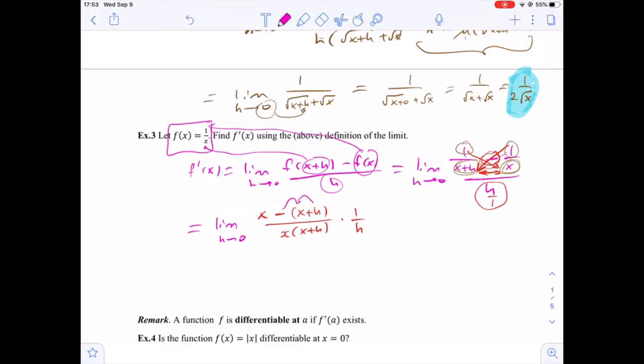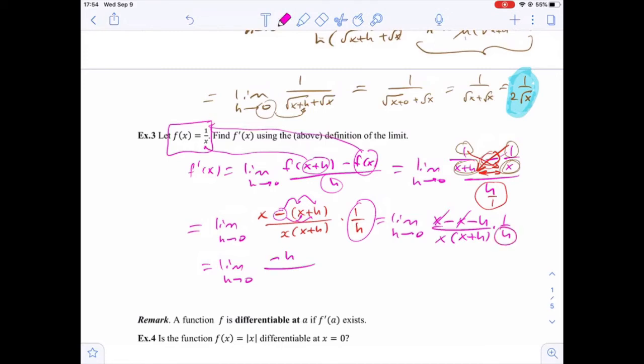Okay, now we simplify more. So we insert the negative sign here, we get the limit of x minus x plus h, because this negative is for both x and h, over x times x plus h, as h goes to 0. And then x minus x is 0. And we need to multiply actually by 1 over h here. Okay, so this is the limit as h goes to 0 of what? Negative h over h times x plus h. And then we cancel h, we get the limit of negative 1 over x times x plus h.